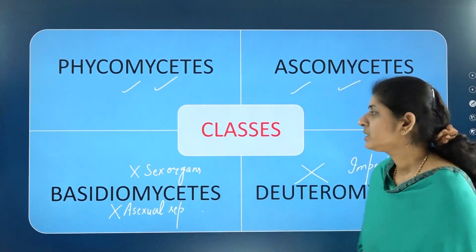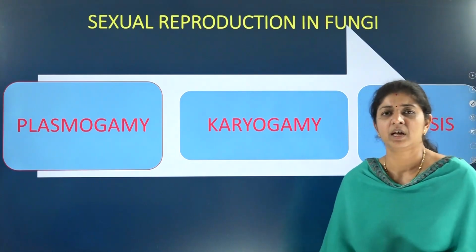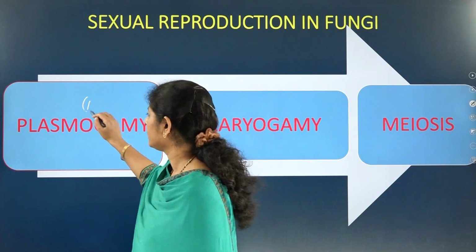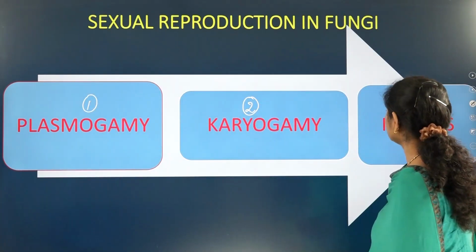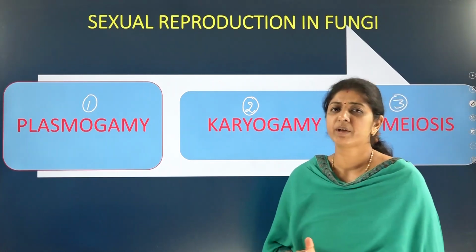Now let's discuss what is happening in its sexual means of reproduction. There the first step is plasmogamy. Second is karyogamy. Third is meiosis, right? Let's check out what is happening in all these steps one by one.